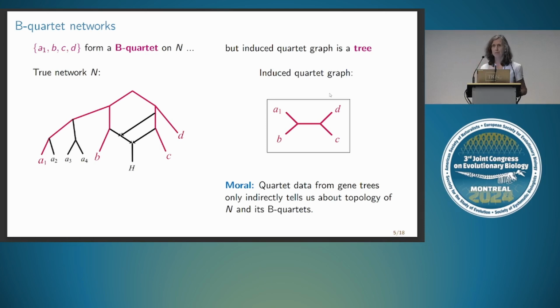So you have a blob quartet on the true network, but when we're looking at quartets in data, they're going to seem to be tree-like in reality. So the point is that quartet data from gene trees is only indirectly going to tell us about the topology of the true network and its B quartets.